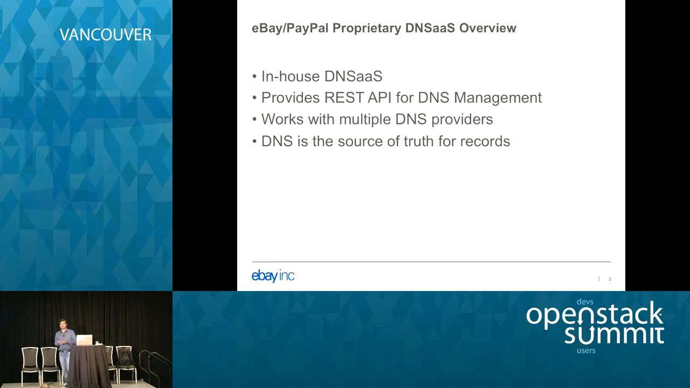So the first thing I wanted to talk about is the proprietary DNS as a service that we had at eBay and PayPal, which was developed a few years ago. It was an in-house system written in Java. It was a RESTful API for DNS management. The DNS as a service was designed to work with multiple providers, and the way we had designed it a few years ago, the source of truth for the DNS as a service was actually the DNS server itself. It didn't store any data locally, so the DNS servers were the source of truth.